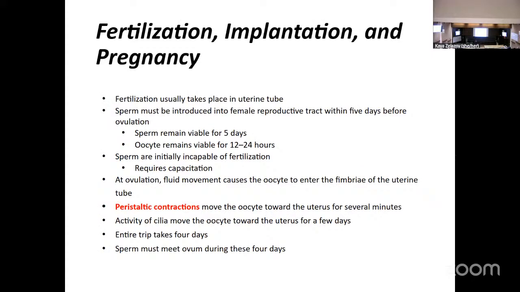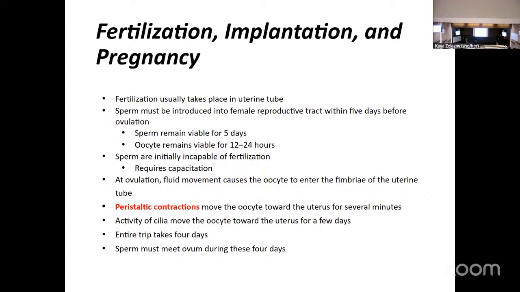I was mentioning that to you because a potentially surprising thing about fertilization, implantation, and pregnancy is that when we see fertilization occur, it's not actually happening in the uterus. That's usually happening in the uterine tube, often quite near the ovary. So often we're in this infundibulum-ampulla area when fertilization takes place. Now, that's partially because of the lifespan of the relevant gametes.